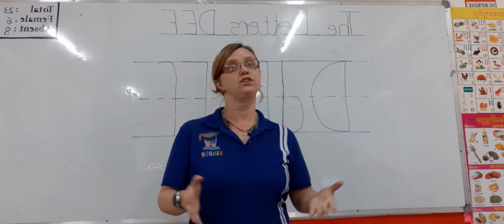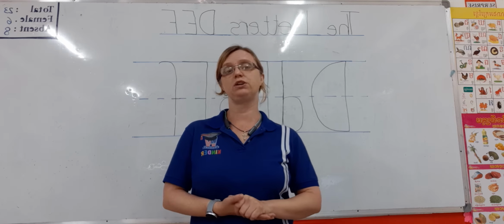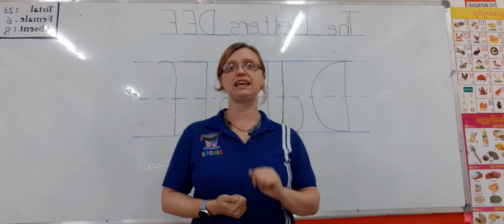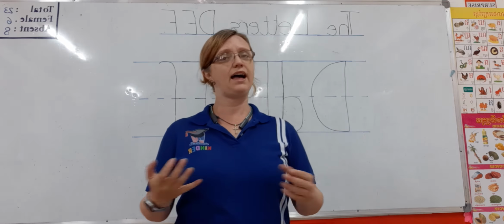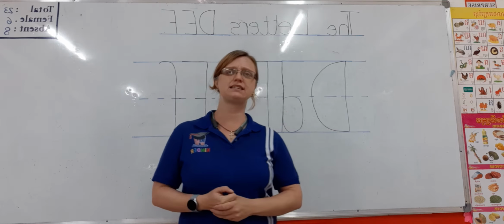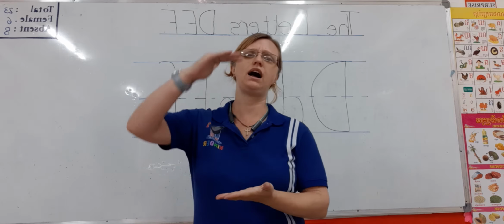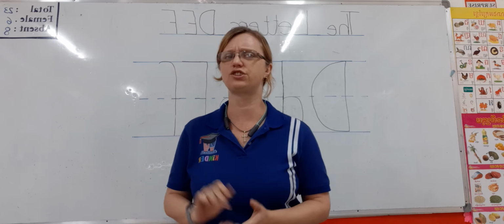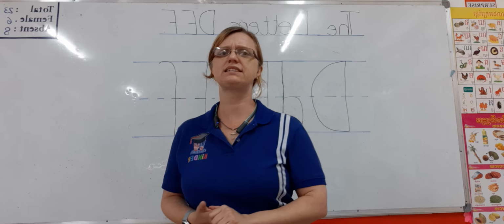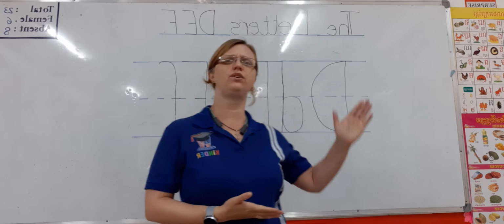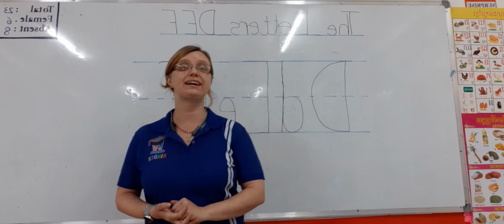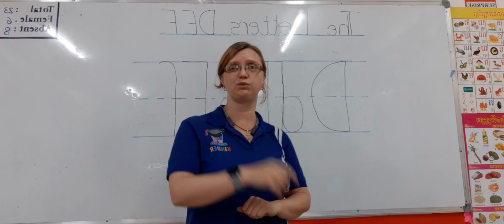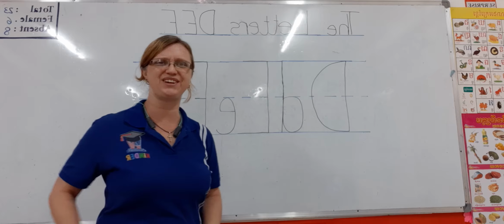So as I said, we are going to be looking at letters D, E, and F. And like our previous lesson, you will know that there are uppercase and lowercase of each letter. So let's get started. Let me start showing you what the letters look like and how to write these letters, and then we'll move on to the words. Are you ready?